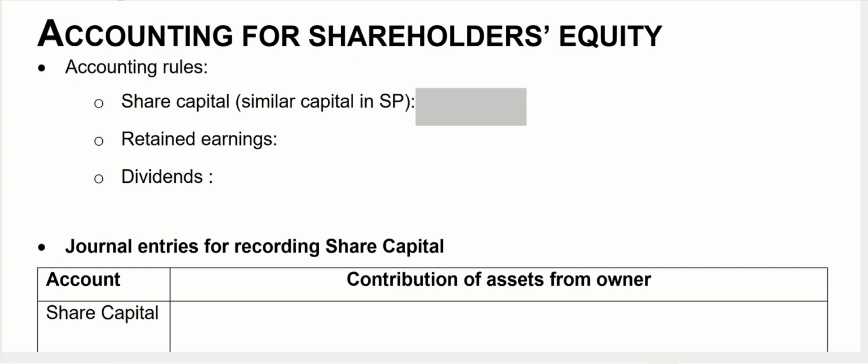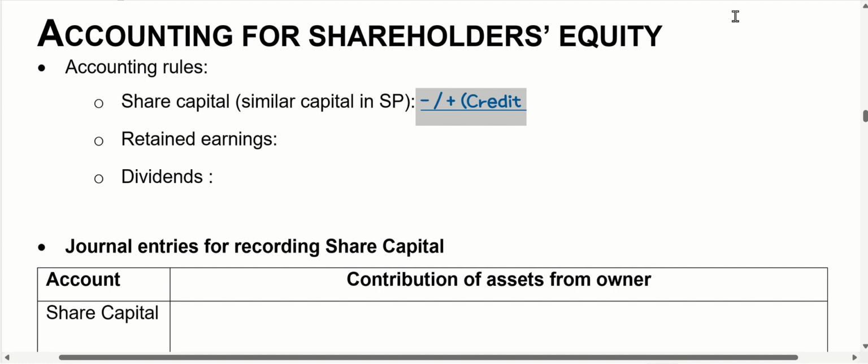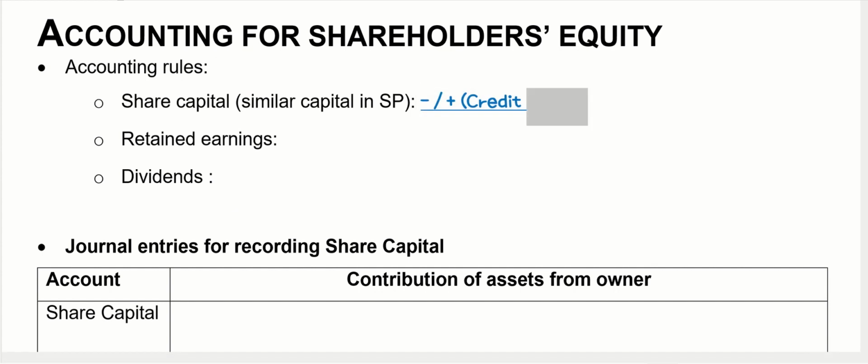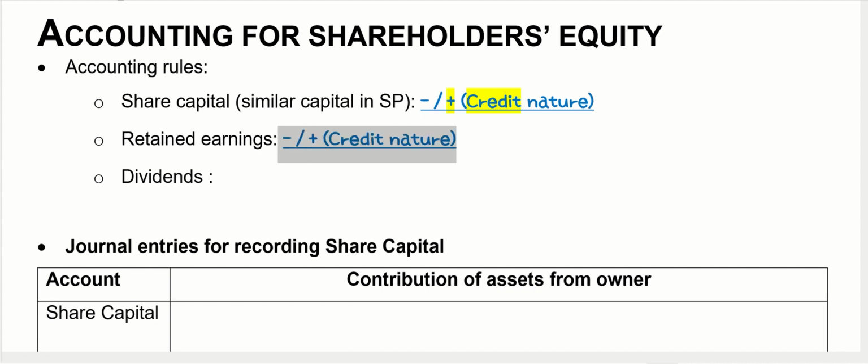So, share capital, accounting rule is minus plus. It is a credit normal balance. It has a credit nature. So increases in share capital will result in a credit. What about retained earnings? For retained earnings, also similar to capital, it also has a credit nature, and increases in retained earnings will result in a credit.